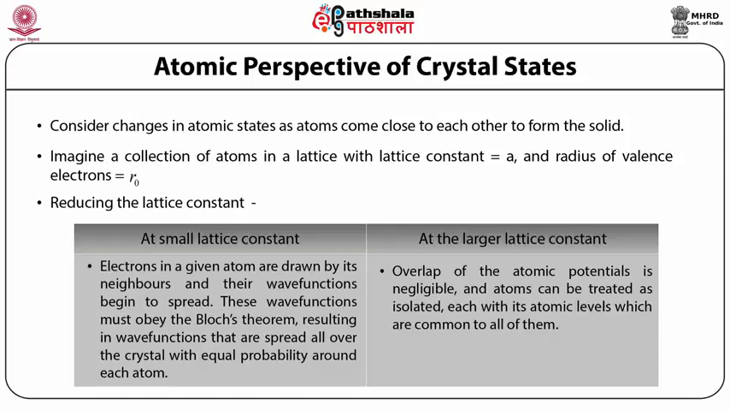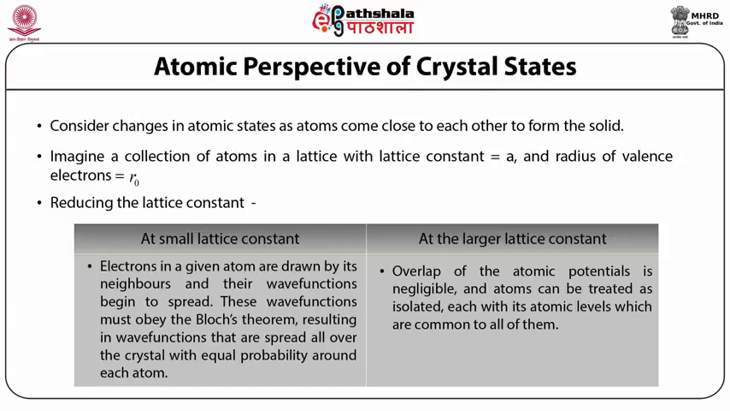As atoms come closer, electrons in a given atom are drawn by its neighbors and their wave functions begin to spread. These wave functions must obey Bloch's theorem, as that is a general result of the periodic nature of the lattice. Bloch's theorem gives equal weight to the wave function in all the cells of the crystal, which results in wave functions that are spread all over the crystal with equal probability around each atom. The extent to which a given state is affected depends on its size.